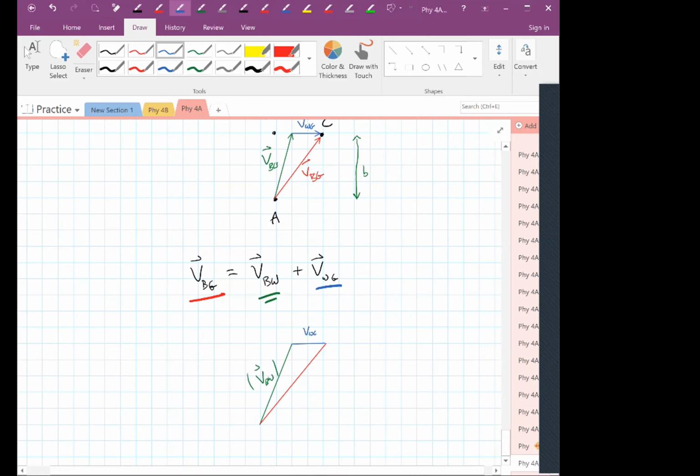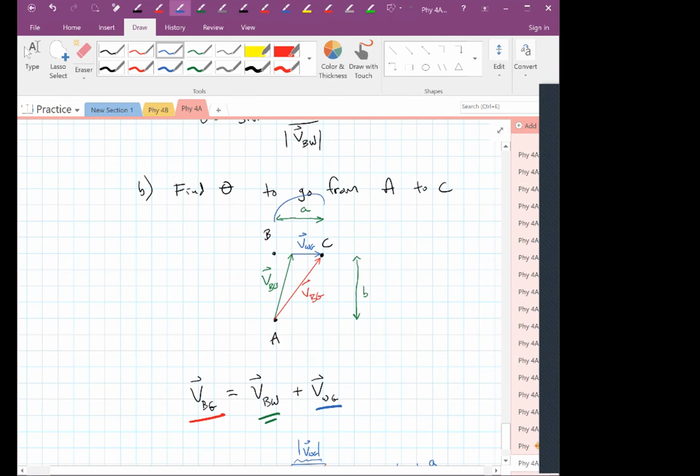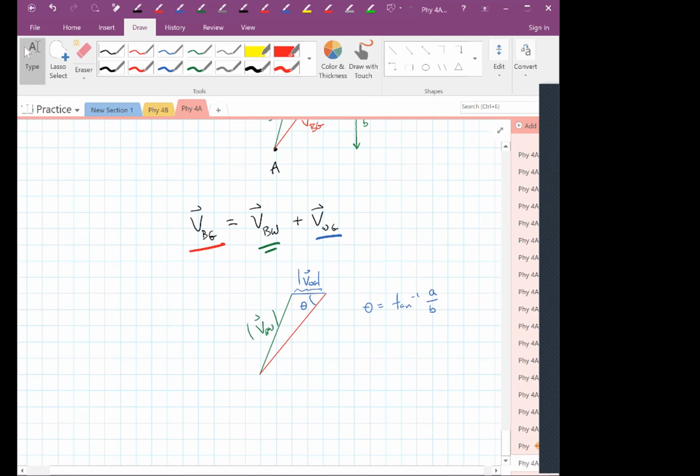We're given this, the magnitude, the length of this line, right? We know that. We know the other one, and we know this angle because that's going to be the inverse tangent of A over B. We were given these dimensions here, A and B. So we can find that angle right there from that. So if you know two sides and an angle, you can find everything else. How do you do that? Law of sines and law of cosines.